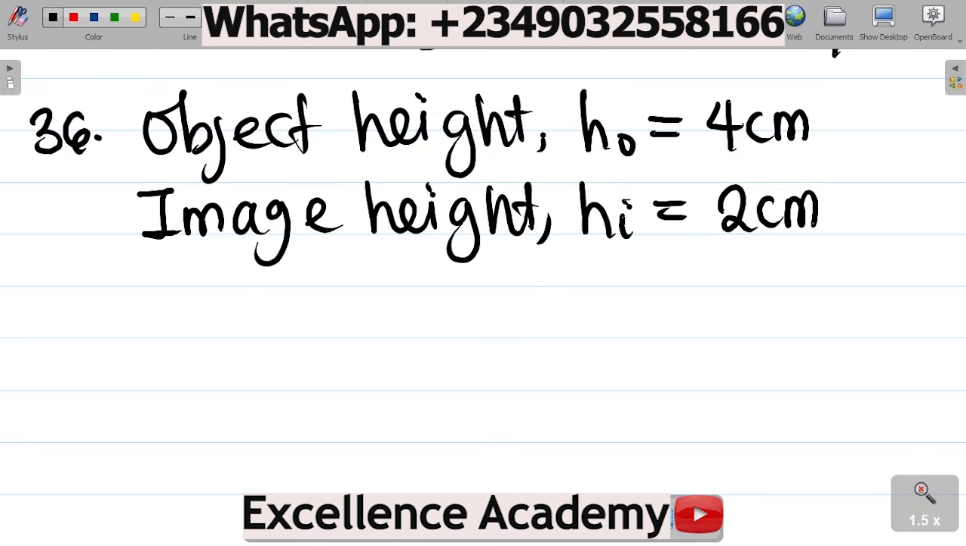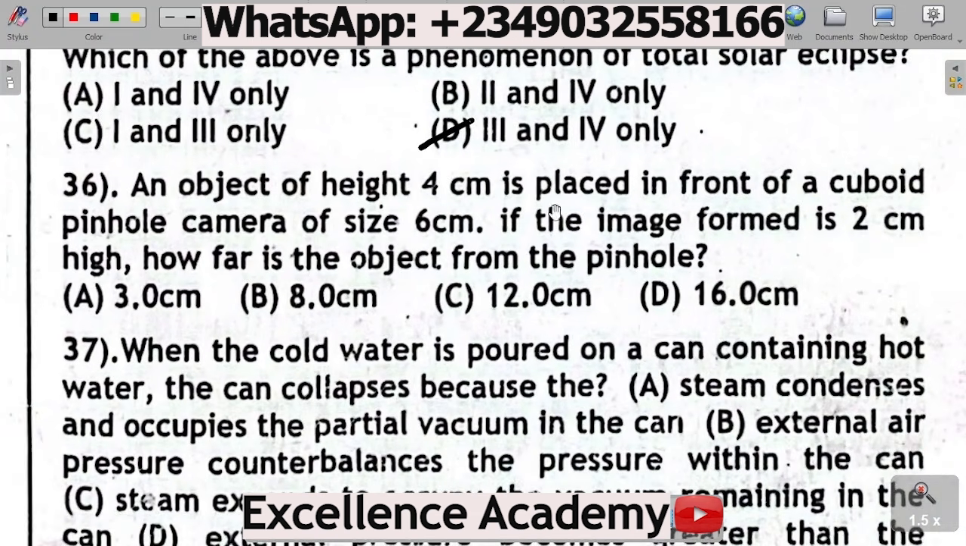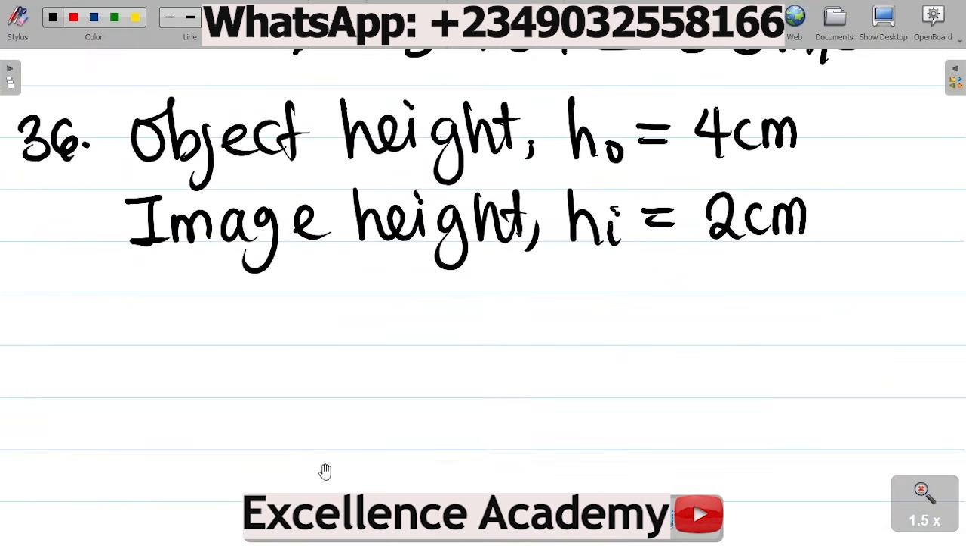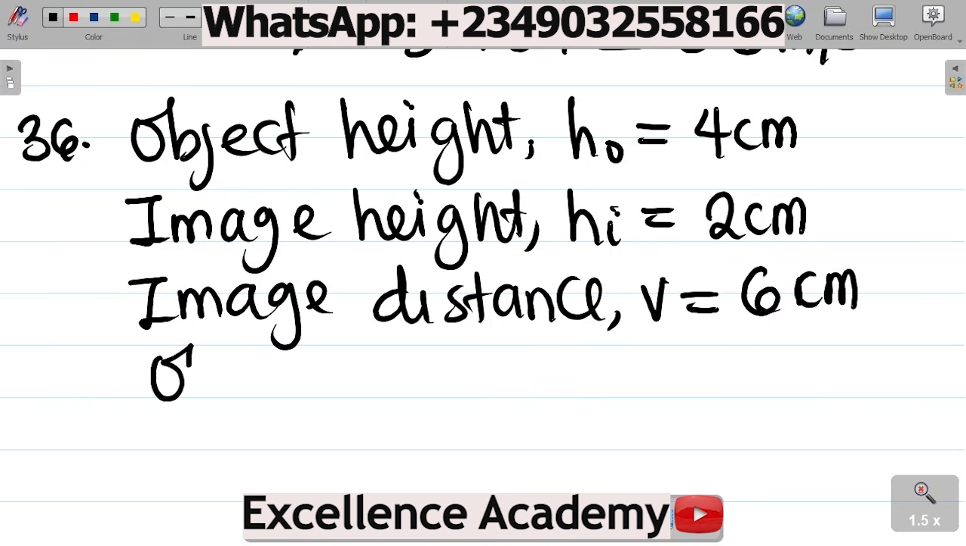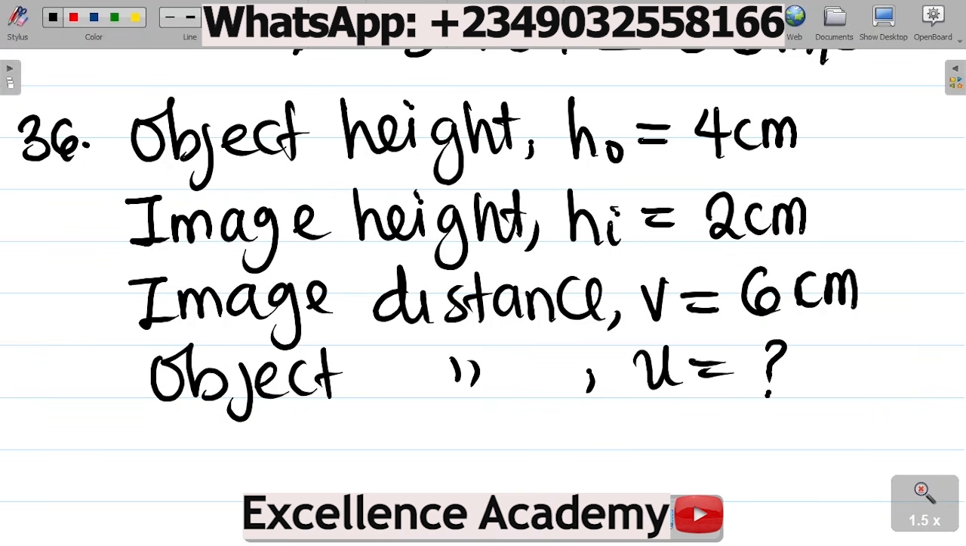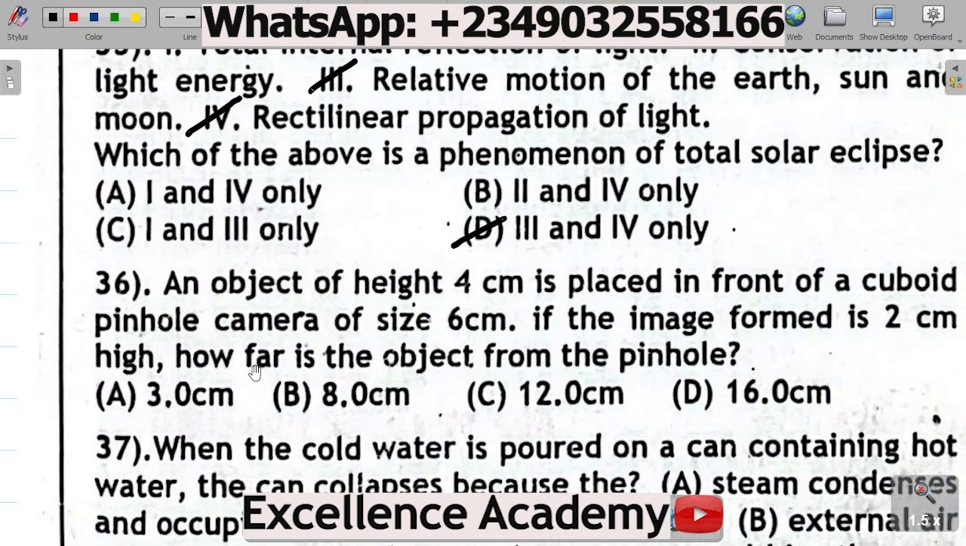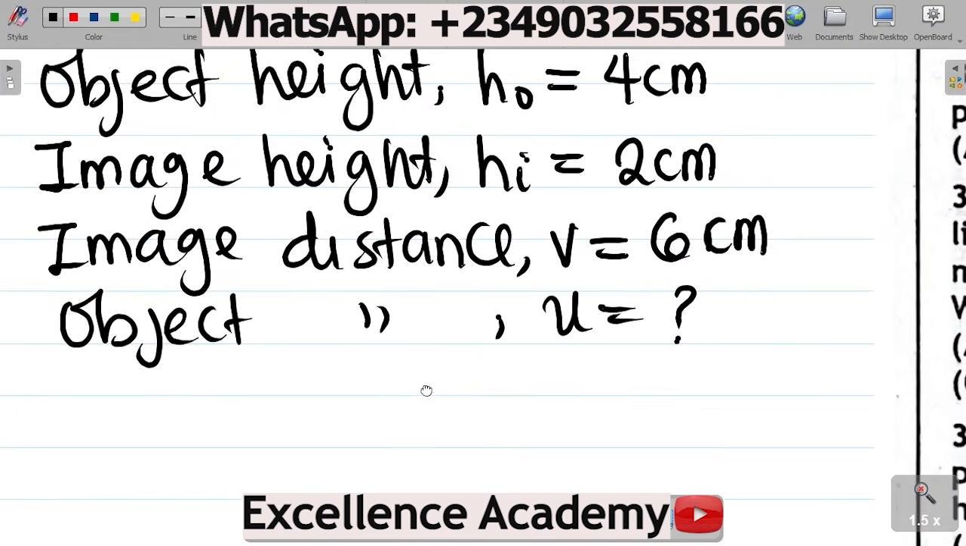Now, finally, you have this value there for question 36. What they said is placed in front of a cuboid pinhole camera of size 6 cm. Now, what this 6 cm here represents is the image distance. So image distance, that's V, is equal to 6 cm. Let's get the object distance. That's what you're asked to find. So object distance, which is U, is equal to unknown. Say how far is the object from the pinhole? That's the object distance, unknown.